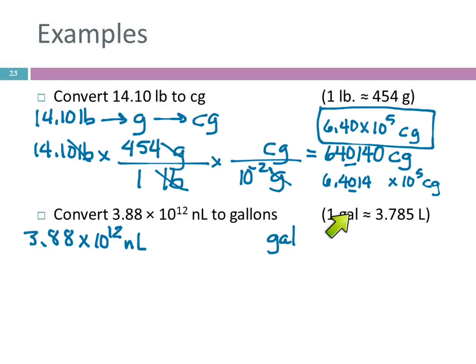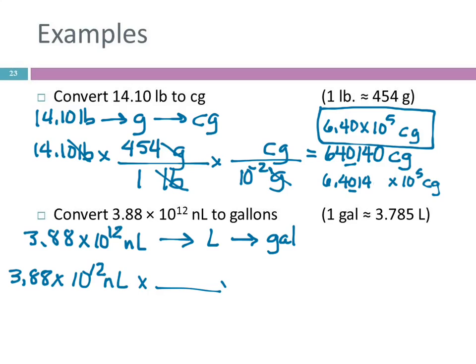This gives us a relationship between gallons and liters. So if I had liters here, I could get to gallons using that one. And then I've got this connection to make, and we can do nanoliters to liters because those are metric. So 3.88 times 10 to the 12 nanoliters, and then 2 fractions. Nanoliters to liters to gallons. Nanoliters come down here, liters come down there, units cancel out.